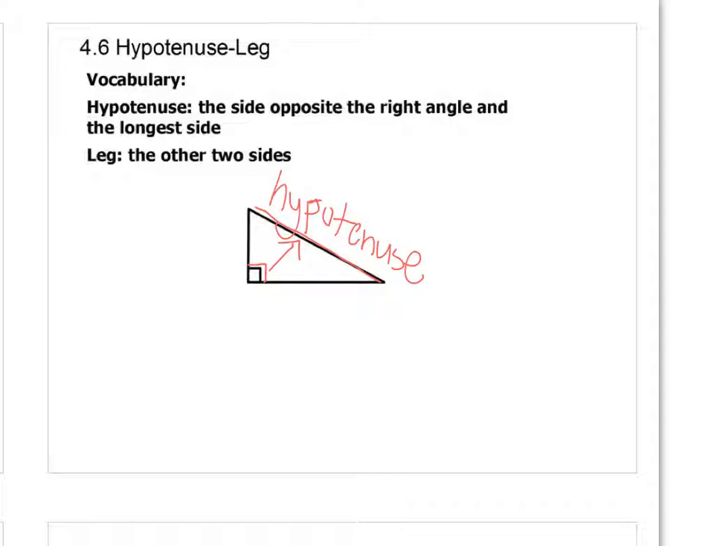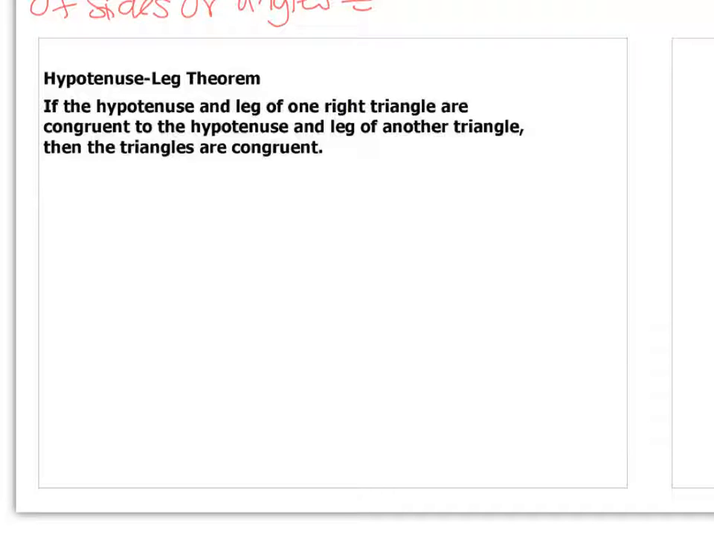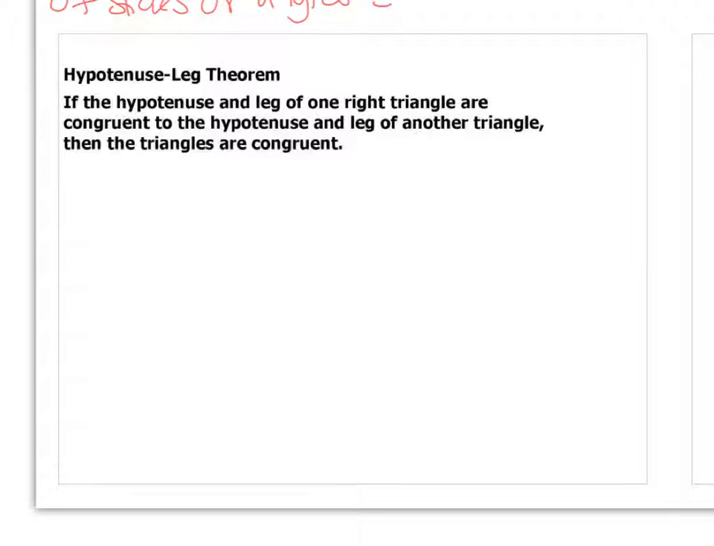All right, so the other two sides are just called legs. So this side would be called a leg, and this side would also be called a leg. So those are the key parts of a right triangle. So looking at our last theorem, hypotenuse leg: if the hypotenuse and a leg of one right triangle are congruent to the hypotenuse and a leg of another right triangle, then the triangles are congruent. Okay, so this is only specific for right triangles.